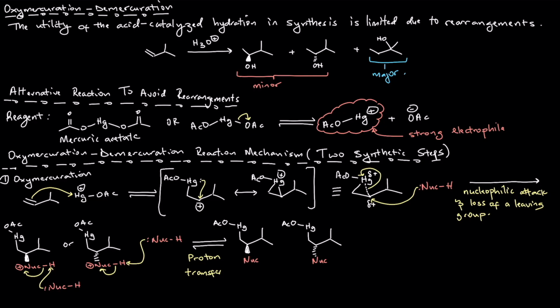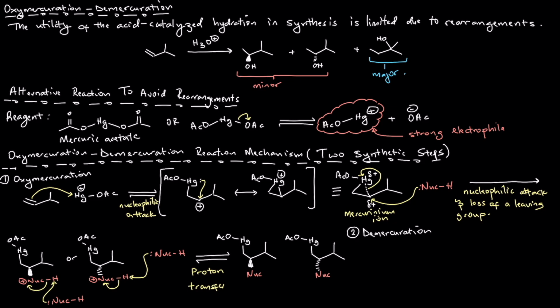It starts with nucleophilic attack of your mercury ion. You form your mercurinium ion. Following the formation of your mercurinium ion, you engage in a nucleophilic attack with loss of a leaving group, and then a proton transfer to finish your oxymercuration step. And at this step, you've essentially installed your nucleophile on your substrate. So really all we need to do is get rid of that mercury.